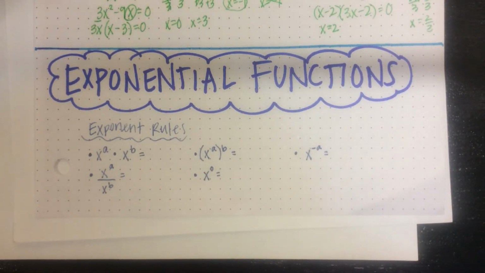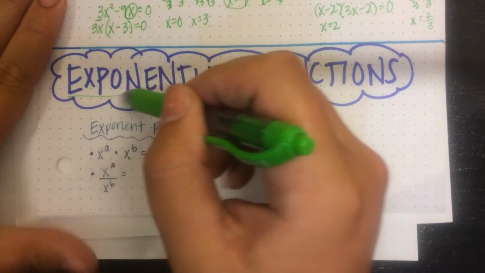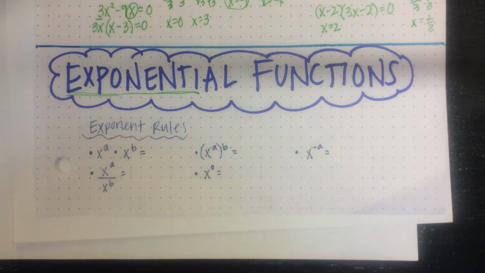Okay, time to switch gears again. So we've done linear, we've looked at quadratics. Now we're going to do a very, very brief look at exponential functions, right? Exponential functions are exponential because their variable is in the exponent, all right? That's where we get the exponential from.